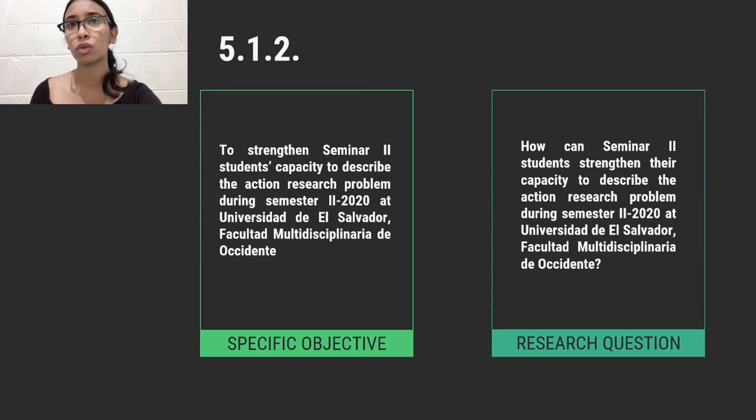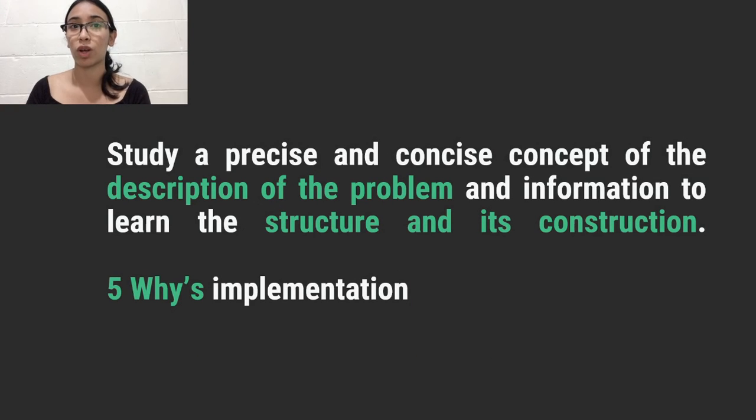Well, Seminar 2 students could strengthen their capacity to describe the action research problem by studying a precise and concise concept of the description of the problem and information which guides them to learn the structure and its proper construction as well. Besides, there is something very important and very vital that students implemented in their practice, that was the 5 whys method, so that they could discern if the fundamental data was being included in their descriptions.